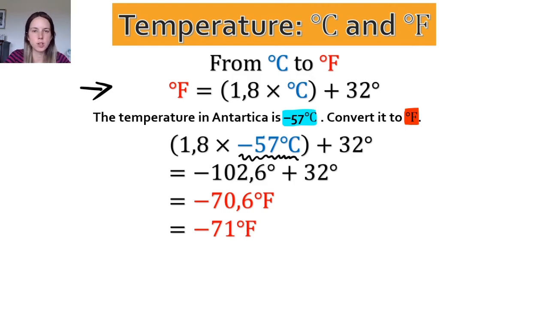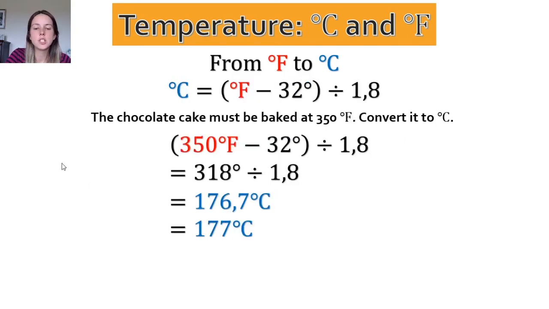Please write this example in your notebook. I want to see it in your notebook. If you need time, you can pause here. The chocolate cake must be baked at 350 degrees Fahrenheit. Convert it to degrees Celsius. So this is in Fahrenheit and I want it in Celsius.